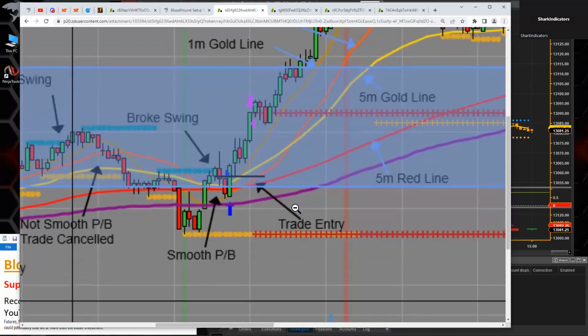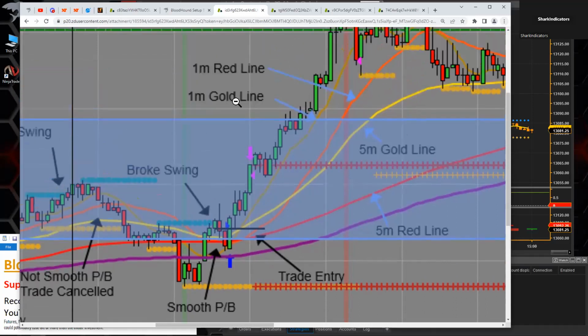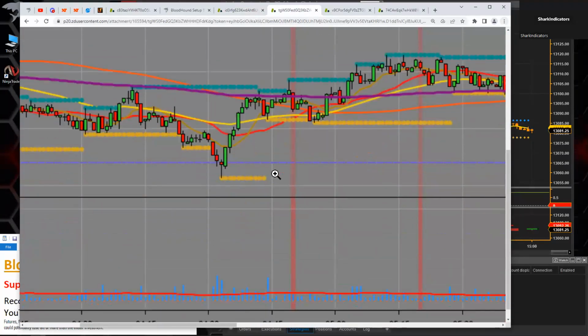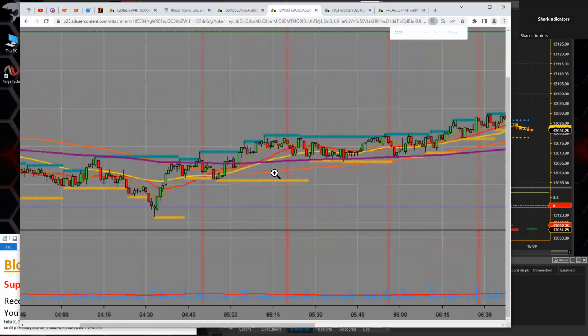So the one thing that seems to be consistent is that the swing indicator is always on a 1 minute chart, right? So the breaking of the swing indicator is always going to be on a 1 minute chart, and the smooth pullback is always going to be on a 1 minute chart. So, okay, let's take a look at some of these other screenshots here.